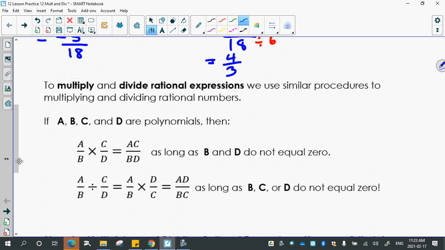We're going to be able to do this. To multiply and divide rational expressions, we use similar procedures to multiplying and dividing rational numbers, like what we just did. So pretend capital A, B, C, and D are polynomials. Then if you're multiplying A over B times C over D, you multiply the tops together and you multiply the bottoms together.